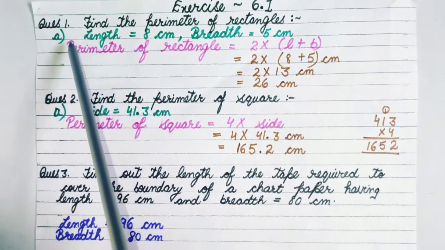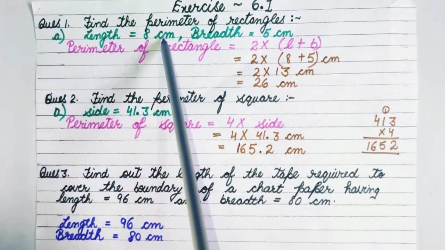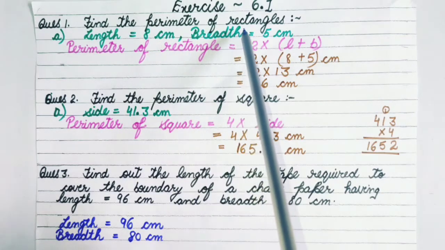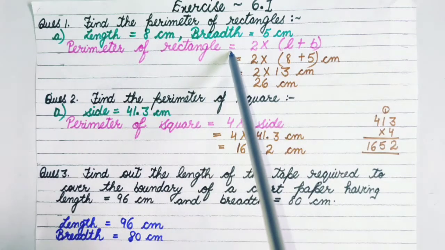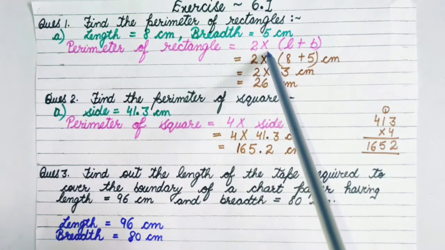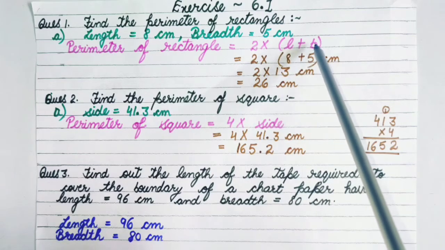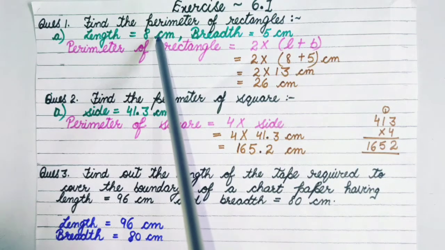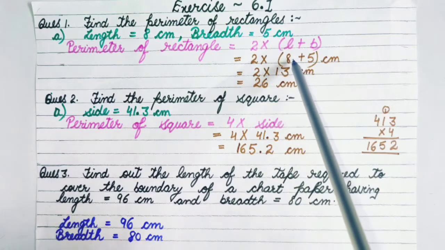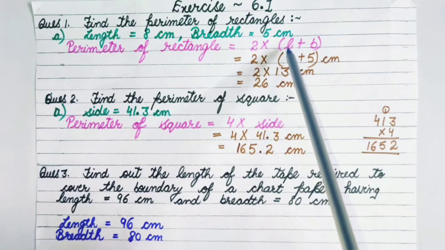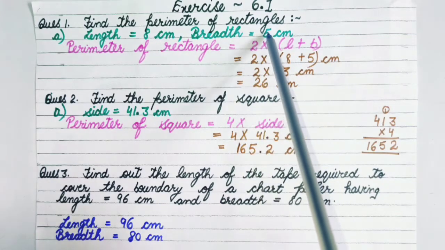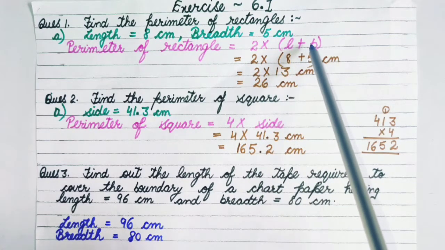So let's start with part A. Length is given as 8 cm and breadth is given as 5 cm. The perimeter of a rectangle formula is 2 multiply (length plus breadth). We will put the values of length and breadth in the formula. Length is 8 cm, so we will put 8 below length. Breadth is 5 cm, so we will put 5 below B. Now we have to do the calculation.